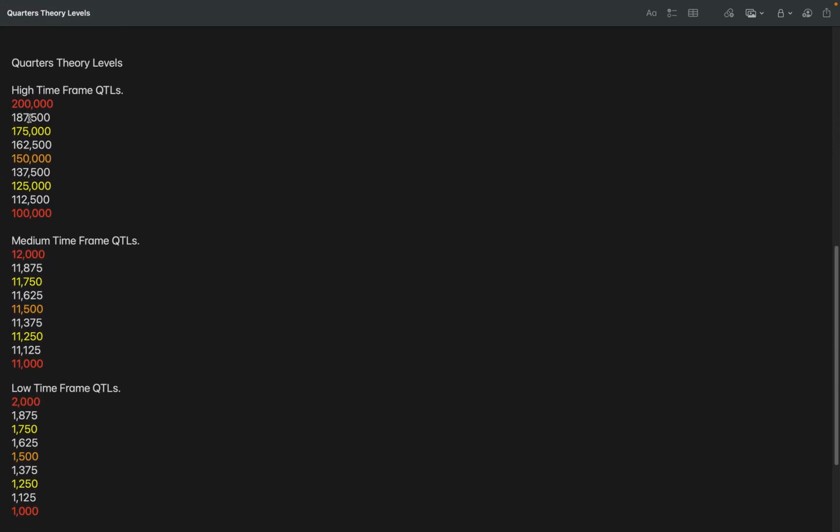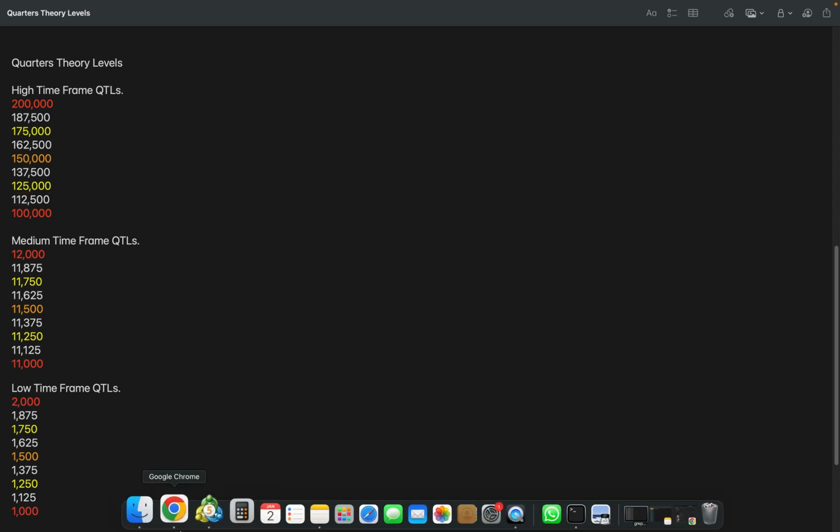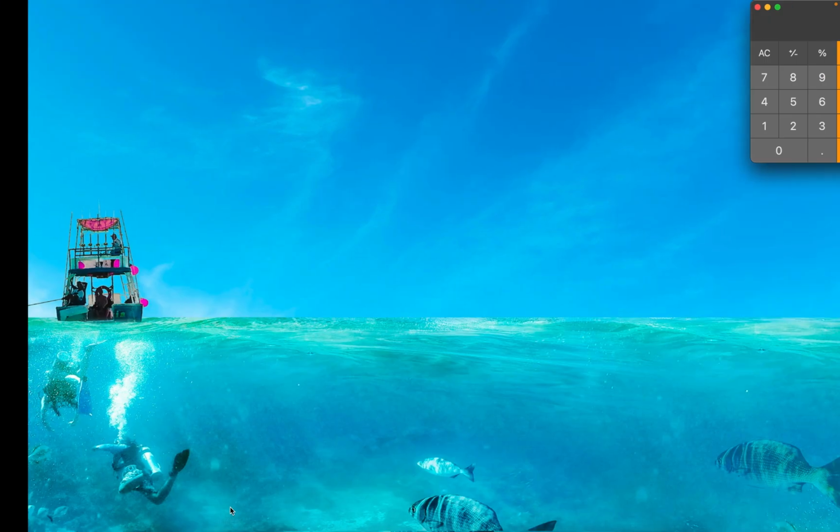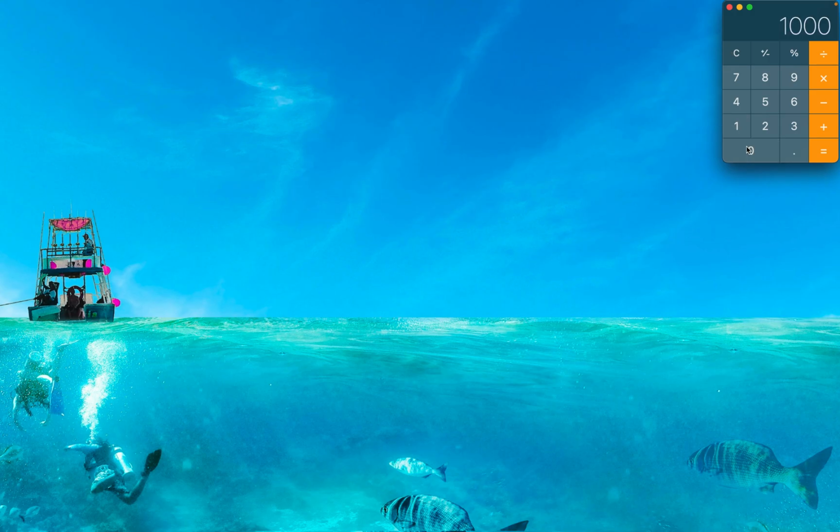We have the 100,000 level high time frame QTLs. Okay, everything's the same. So we have 100,000, 200,000. Halfway between is 150,000. Halfway between that is 125,000. Now, if you want to get your calculator, you can simply do the math, and just divide by 2. Half of 100,000 is 50,000. Half of that is 25,000. Half of that is 12,500, right?